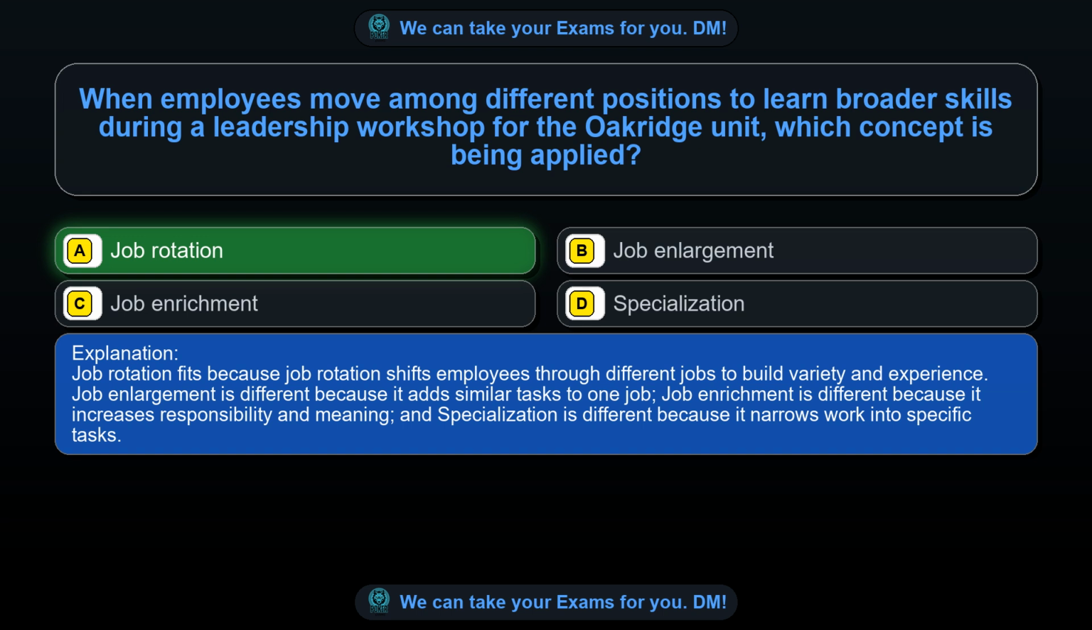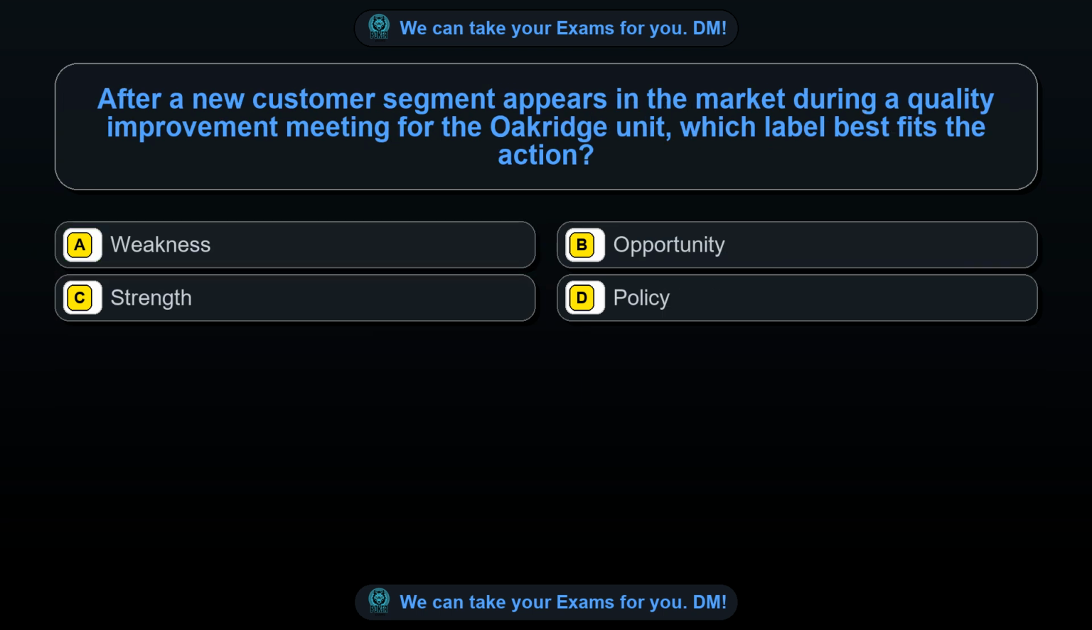Question 5. After a new customer segment appears in the market during a quality improvement meeting for the Oak Ridge unit, which label best fits the action? Option A, weakness. Option B, opportunity. Option C, strength. Option D, policy. The correct answer is option B, opportunity.